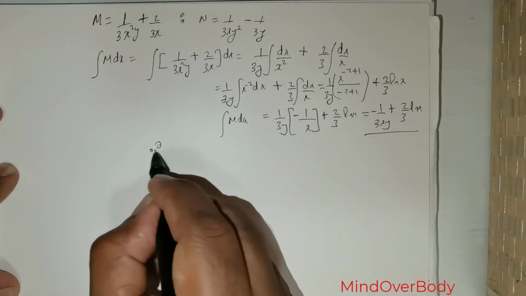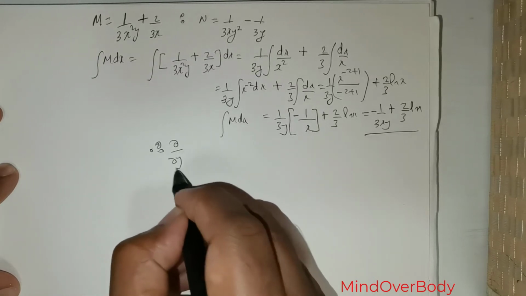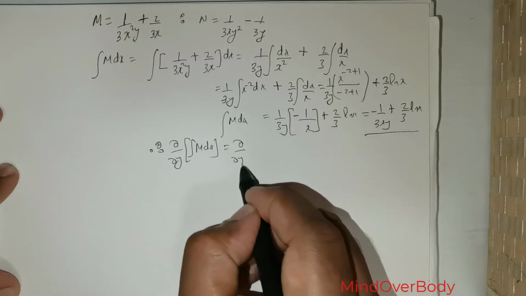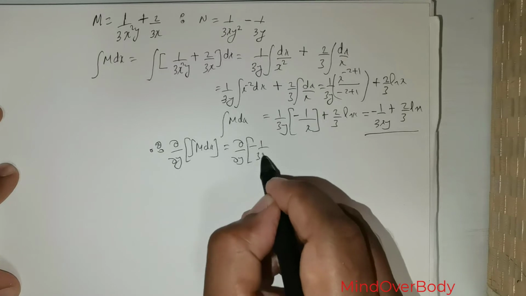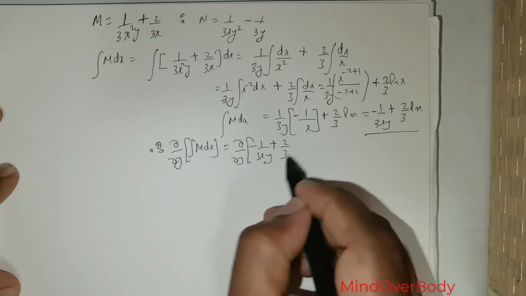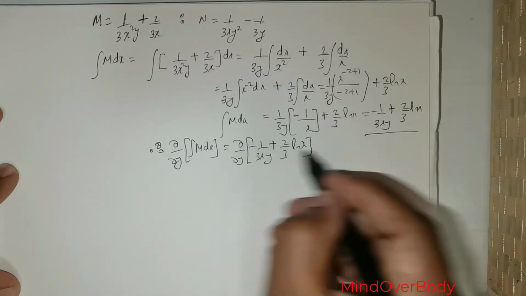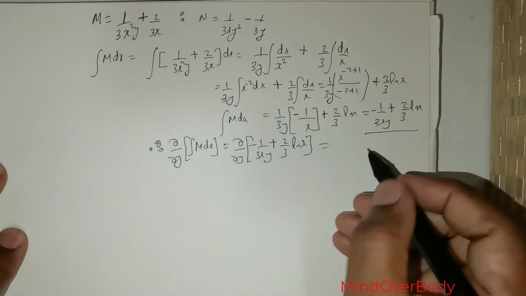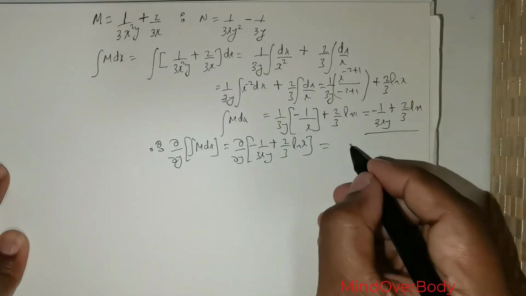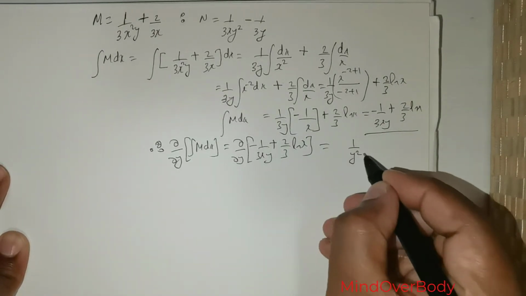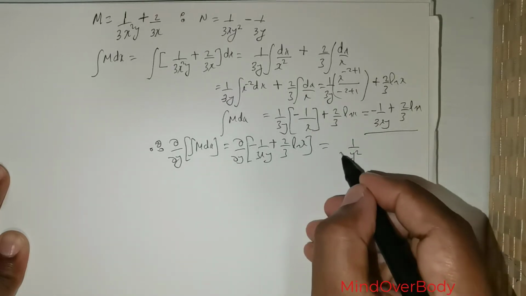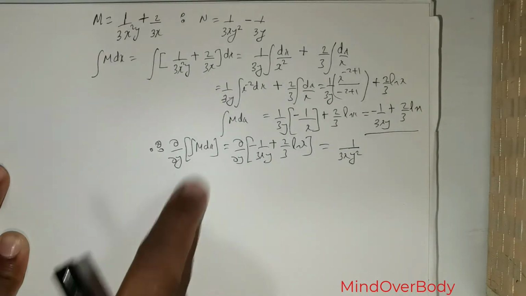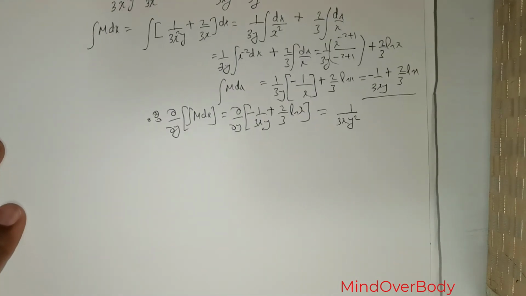Now therefore dou over dou y of integral m dx, we need this, right, is equal to dou over dou y of negative 1 over 3 times xy, positive 2 over 3 times ln x. This is differentiating this entire thing with reference to y partially. So if I were to do that, I would get 1 over y squared, right, with the negative sign. So that one will get neutralized with the negative sign. So this is what I will have for dou over dou y of integral m dx.